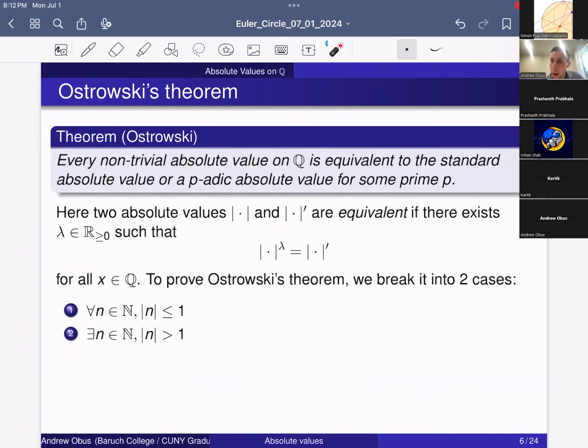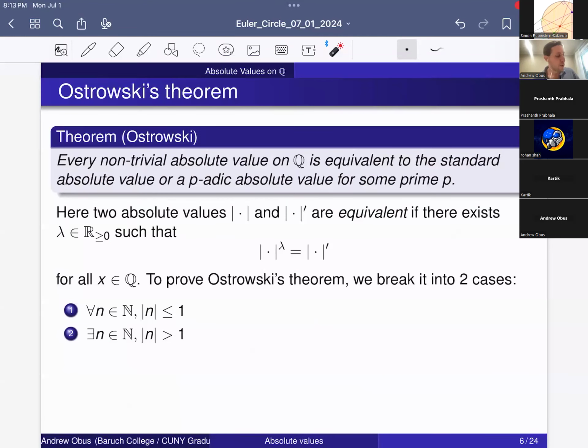Maybe, just because I want to make sure I don't fall behind, I was going to sketch the proof of Ostrowski's theorem, but I'm going to skip that sketch for now, because I don't want to have to rush at the end of the talk. If I have extra time at the end, I can either go back and do the proof if people want to see it, or I can go into more detail about something else in the talk.